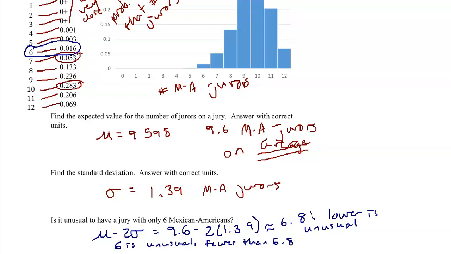Alrighty. That was section 4.2. Again, I am also going to post a link on how to find those expected values and standard deviations, or just do exactly the same thing you did in chapter 2 to find mean and standard deviation. 4.3 coming up.